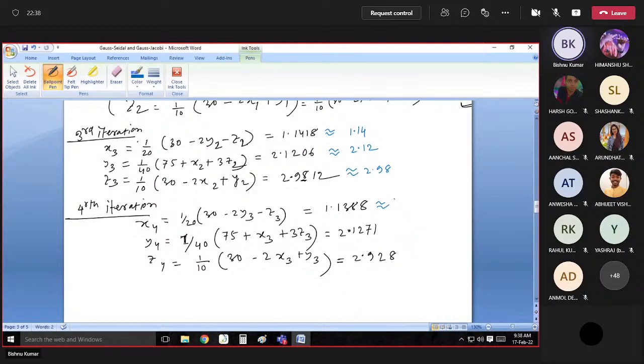Let's verify this. 1.14, and this is 2. If I simply do not round up, simply truncate the remaining decimal places, I am still able to write these things up to 2 decimals. At least 2 decimals match. So if x and y variables match up to 2 decimal places, obviously z, being the last calculation, will also match up to 2 decimals.